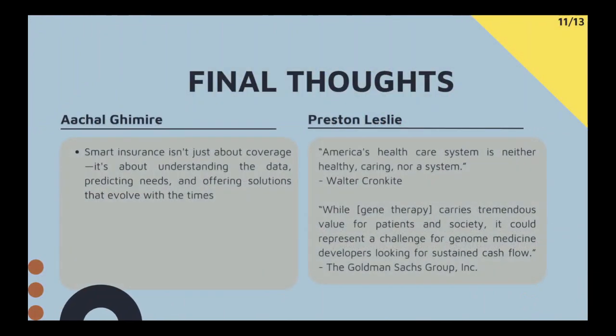So having said that, smart insurance isn't just about coverage, it's about understanding the data, predicting needs, and offering solutions that evolve with time. And my thoughts can be summed up in these two quotes. This thing we call the healthcare system, I would agree with Cronkite. It's not a system. It's a potpourri of entities that all talk about how the system doesn't work, and the entities writing checks want a lame system because it's more beneficial for their financial bottom line.